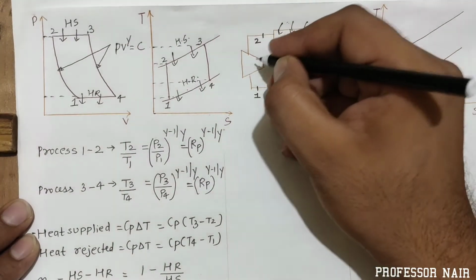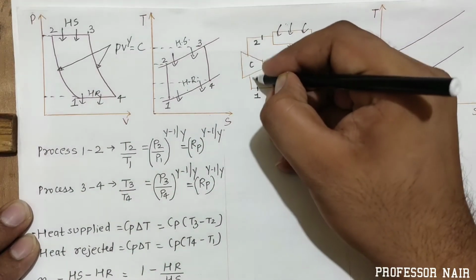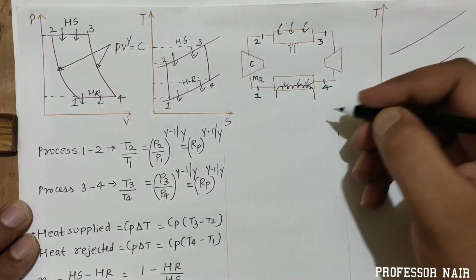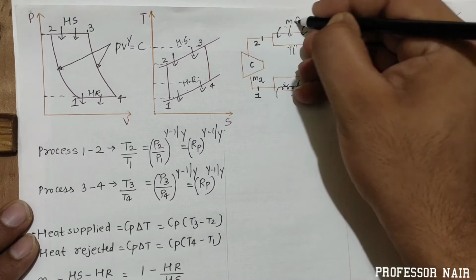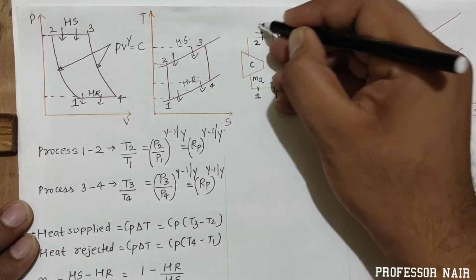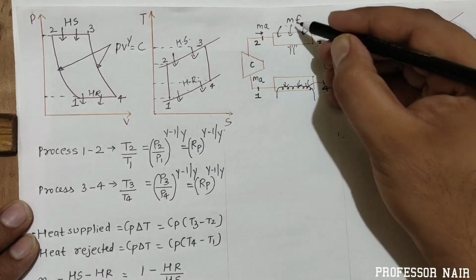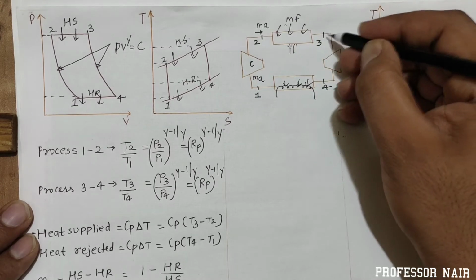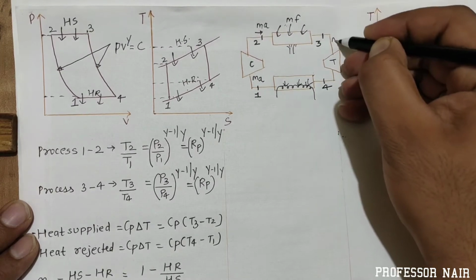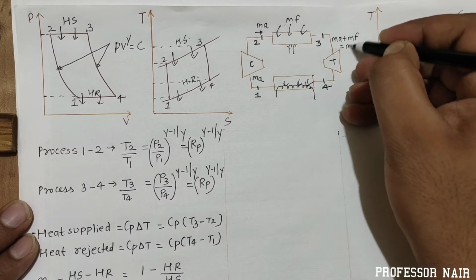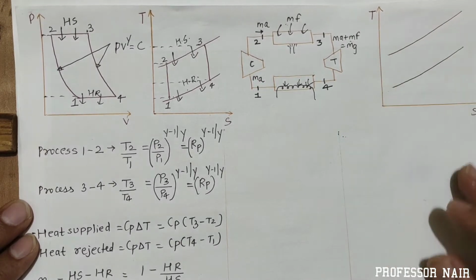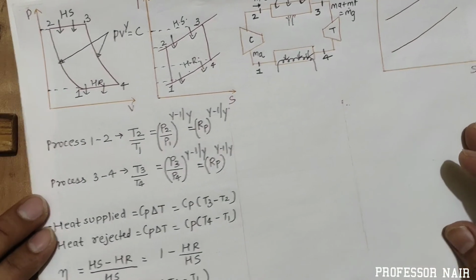the compressor here takes mass of air, that is ma. The fuel is being added here, so I will write here mf, meaning from here ma is coming and it is added with mf. So the input of the turbine will be what? ma plus mf. It would be equal to what? mg. mg means mass of gas.